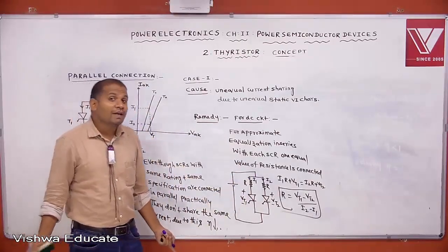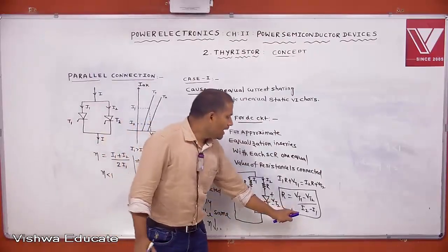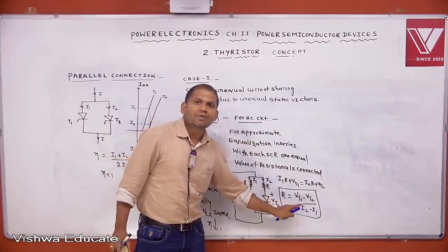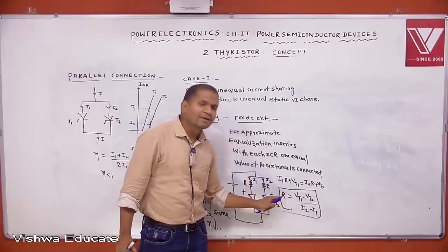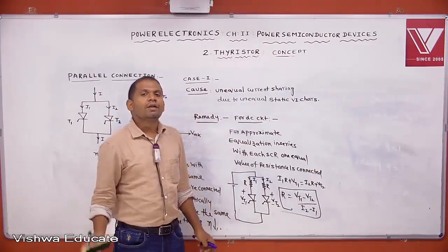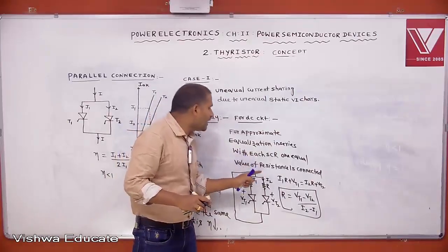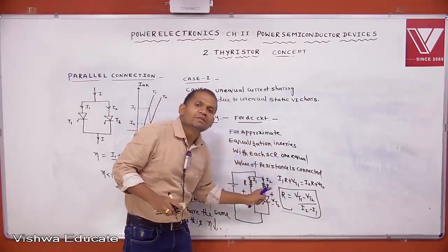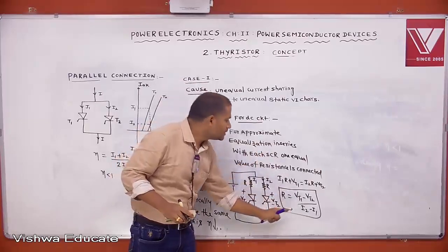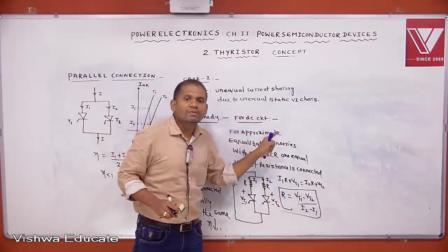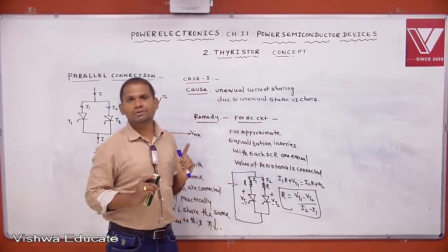If you want exact equalization, you make the current difference 0. To make the current difference 0, you need to connect infinite resistance. That is meaningless. Understood? That's why for approximate equalization, when operating in a DC circuit, this is how much resistance we can connect. This is under case 1, if it is operated in a DC circuit.